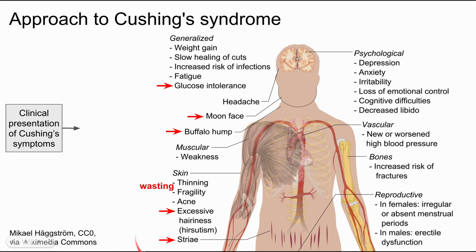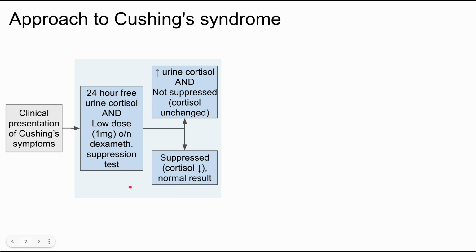So a person comes in and they look like this with these features. What do you do? First thing you do is you want to get a 24-hour free urine cortisol and a low-dose dexamethasone suppression test. The low-dose test is 1 milligram, and it's important that you get the 24-hour free urine cortisol because your cortisol levels fluctuate pretty wildly throughout the day. So if you get just a morning dose or just an evening dose, it's hard to assess what's normal based on that single measurement. So the 24-hour kind of averages out that varying cortisol level.